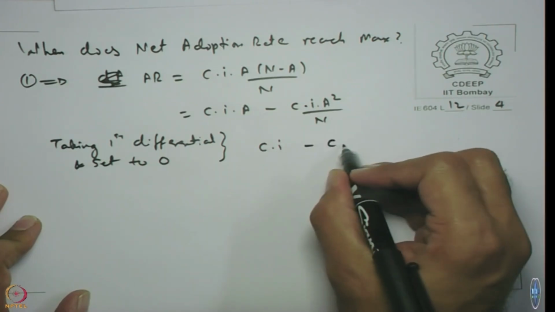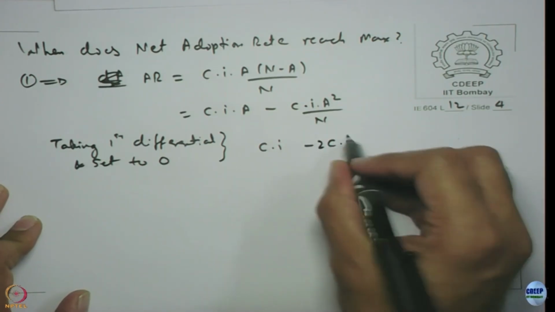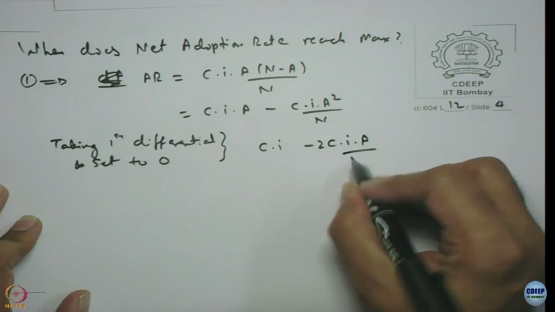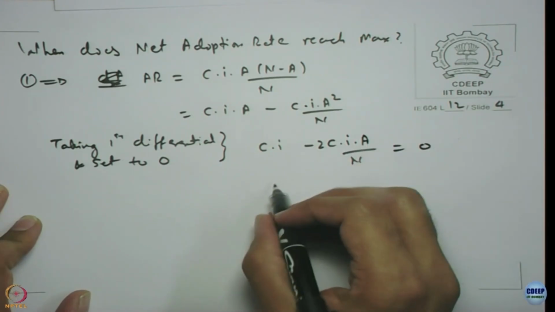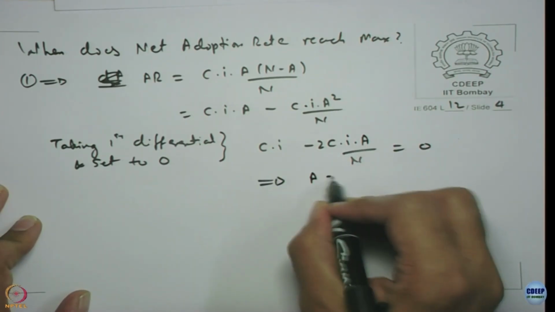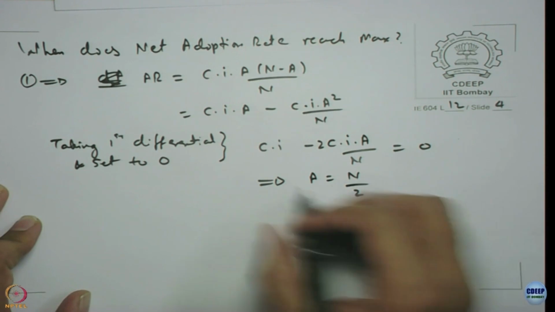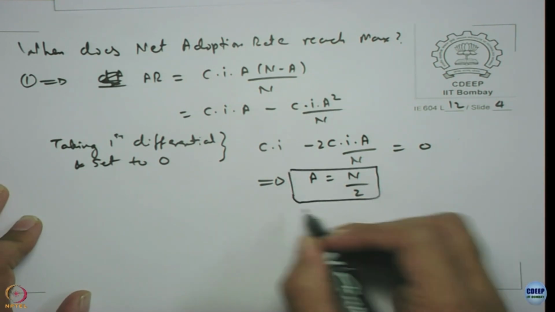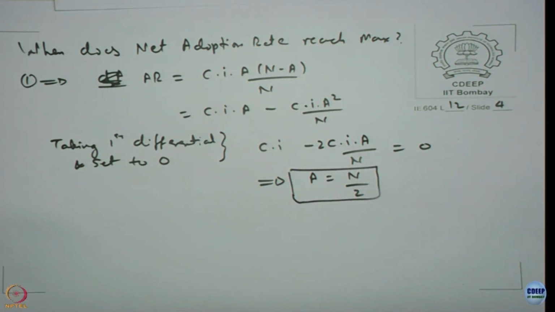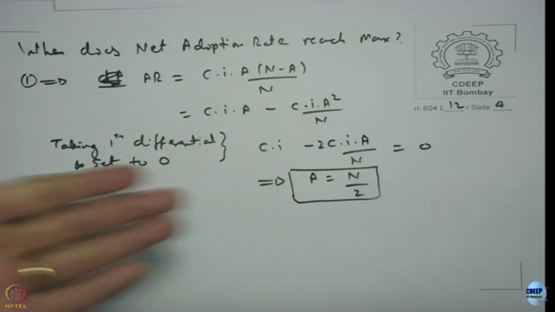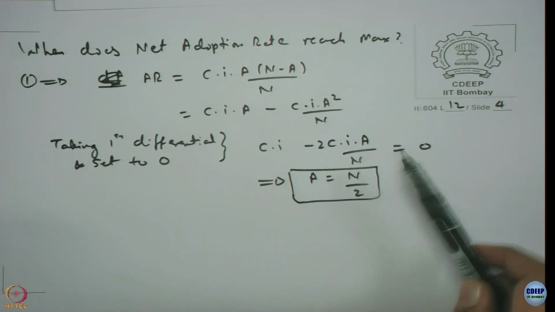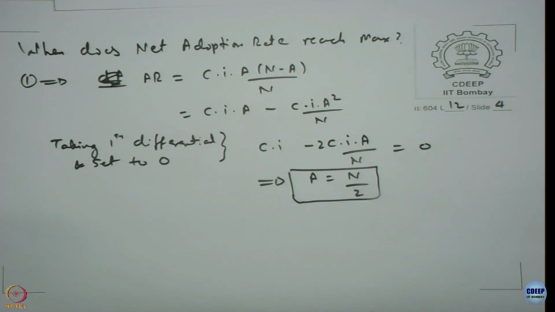CI minus 2 into C into I into A by N equal to 0, which gives us A is equal to N by 2. So, when A is equal to N by 2, it is going to reach the maximum. You can take the second differential. If you do, you will find it is negative. So, that means it is a maximum point.